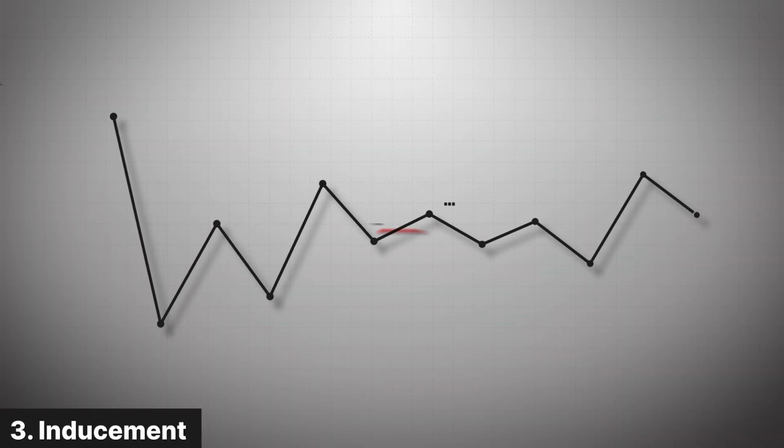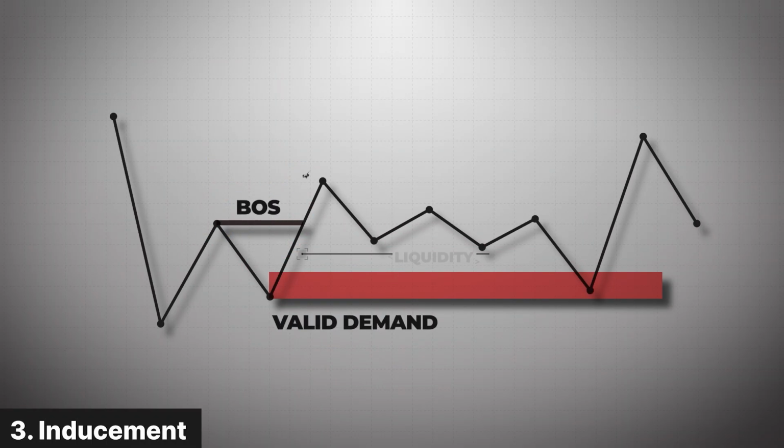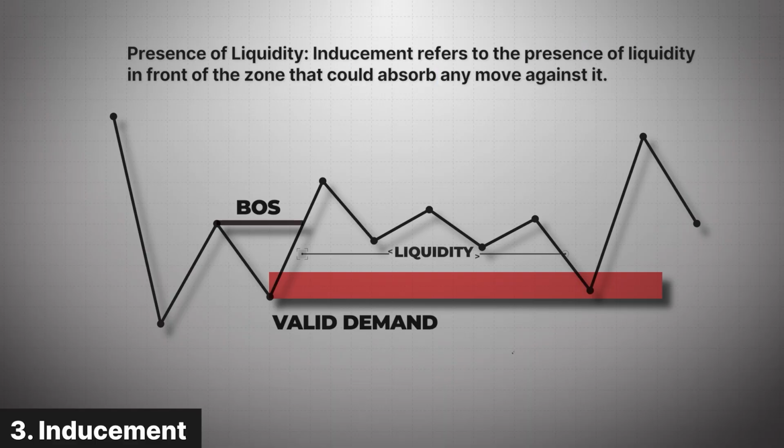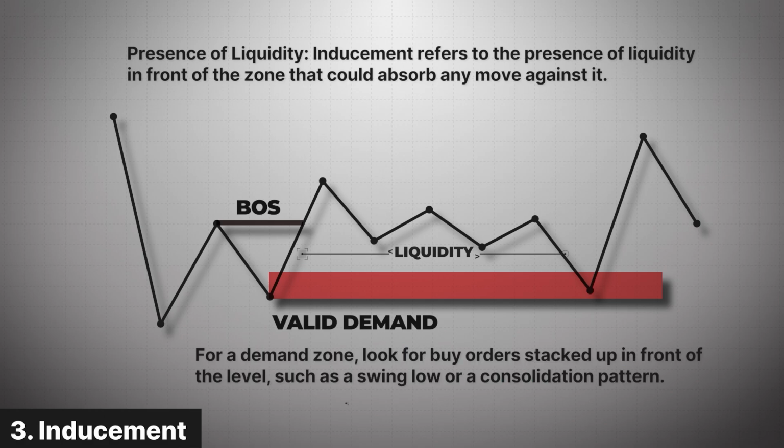Another important factor to consider is inducement. This refers to the presence of liquidity in front of the zone that could potentially absorb any move against it. For example, if you're looking at a demand zone, you want to see some buy orders stacked up in front of that level. This could be in the form of a swing low or a consolidation pattern, anything that suggests there are traders waiting to buy at that price.